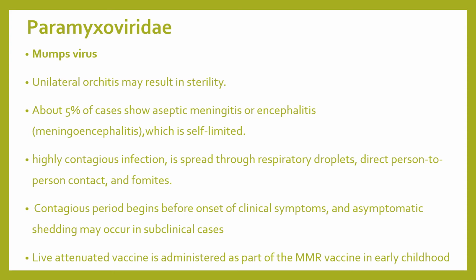Mumps is a highly contagious infection which is spread through respiratory droplets, direct person-to-person contact, and through fomites, meaning inanimate non-living objects. The contagious period begins before the onset of clinical symptoms, and asymptomatic shedding may occur in subclinical cases. Again, just like measles, it has a live attenuated vaccine. It's administered along with your MMR. Your MMR stands for mumps, measles, and rubella, which are given in early childhood starting at 1 year old.